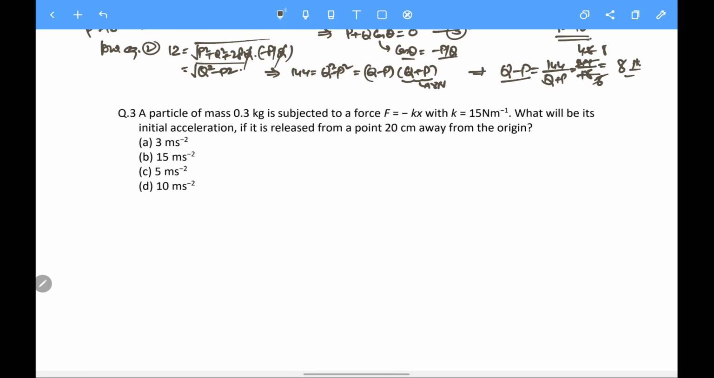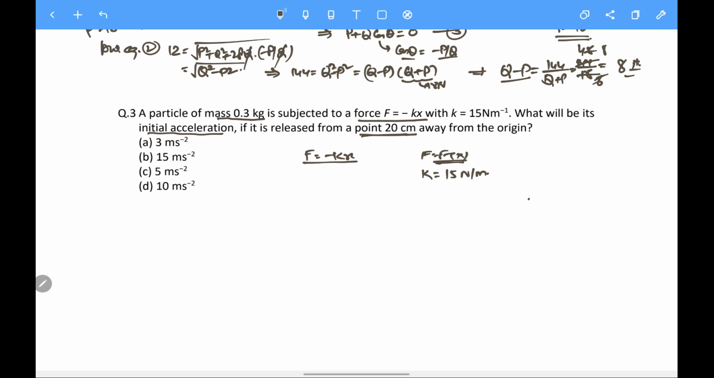Question number 3 says a particle of mass 0.3 kilogram is subjected to a force F equal to minus kx. Force is given minus kx. That means this force is a function of x. Means force has different value at different distances, where k is a constant given 15 Newton per meter. What will be the initial acceleration if it is released from the point 20 centimeter?